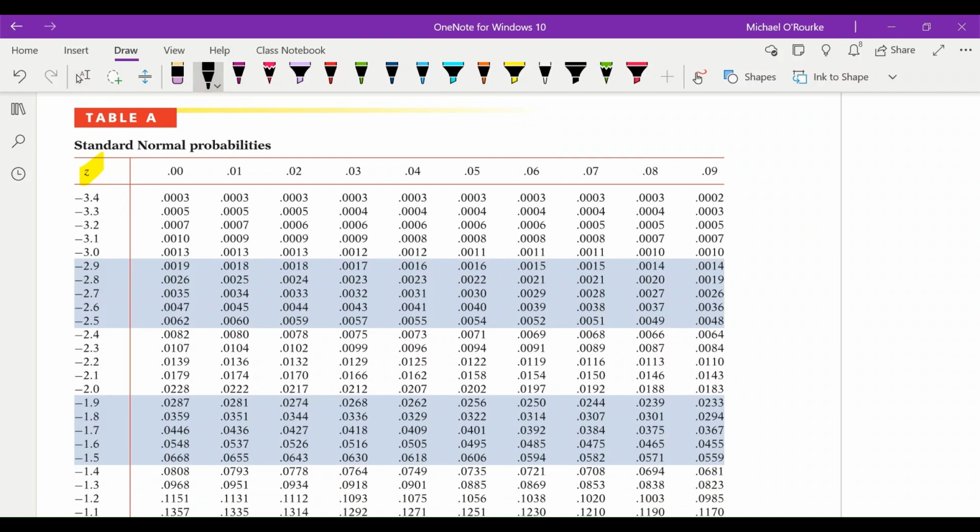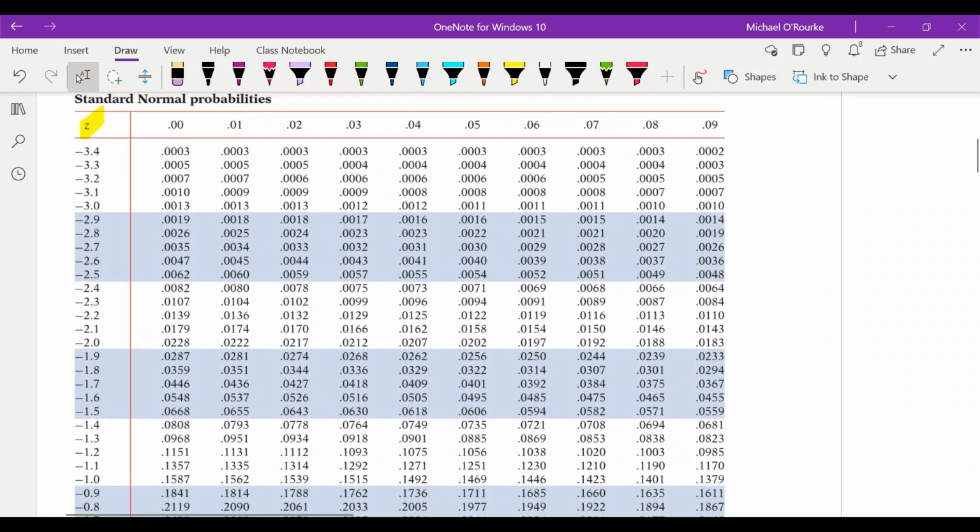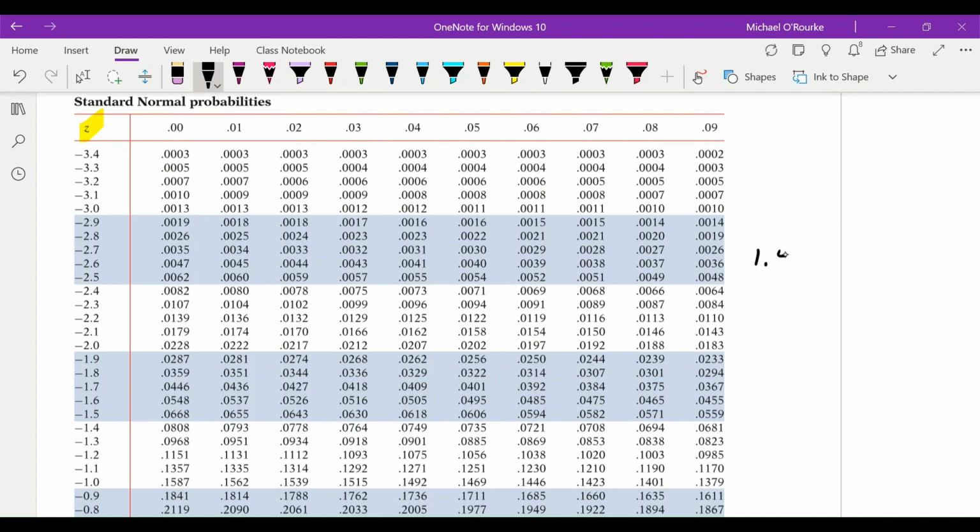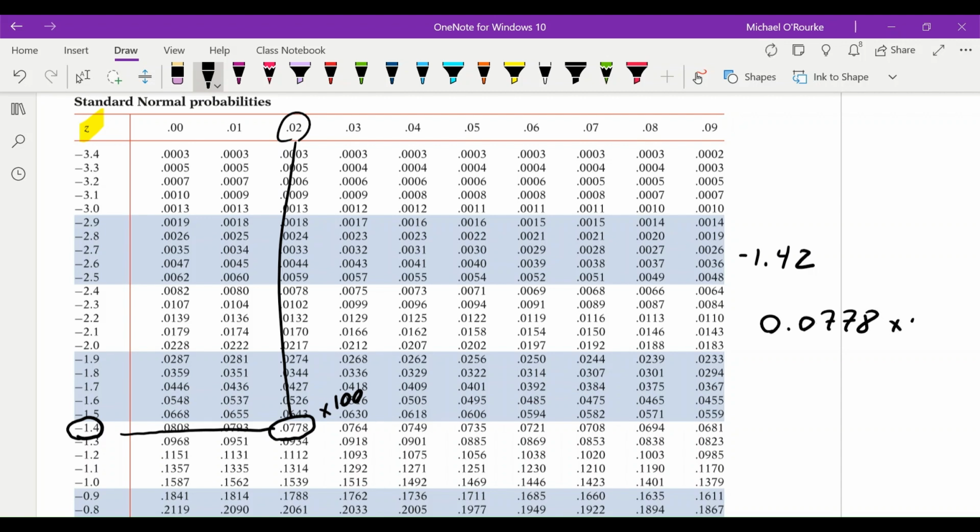So if I was looking for, let's say, negative 1.4, I would go to negative 1.4. Oh, negative 1.42. And then I go over to 0.2, and where these two meet, that's my percentage. Okay? So with that percentage, I'd have to times it by 100. So this is 0.0778 times by 100, which would give me 7.78%.